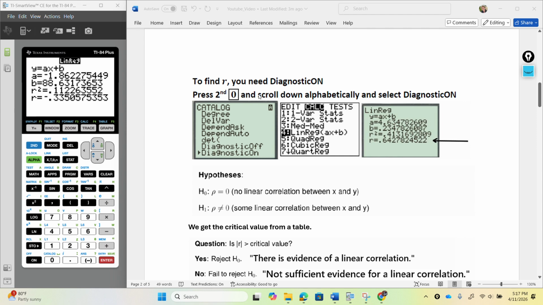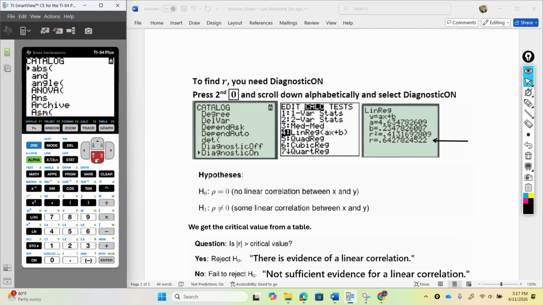Now, to get R, you can get your calculator to do it for you, but you must have your diagnostics on. The way you get your diagnostics on, to show you what R is, you press the second button and the 0 button to get into the catalog, and then alphabetically you go down to diagnostics and you want diagnostics on. There it is. Press enter and enter again.